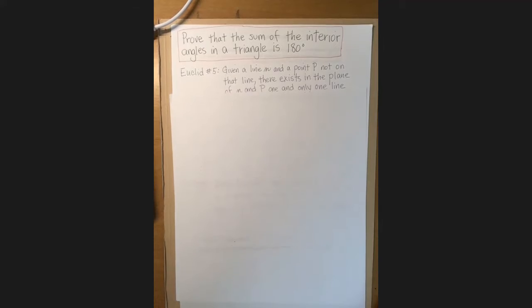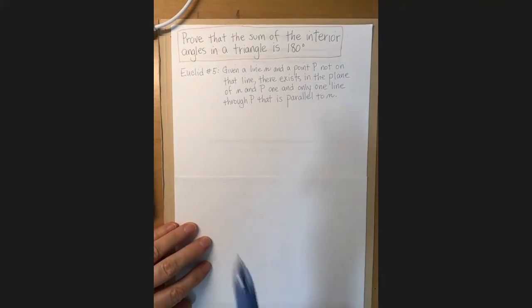And we're going to start with Euclid number 5, which says, given a line N and a point P not on that line, there exists in the plane of N and P one and only one line through P that is parallel to N. Okay. What in the world is this talking about? We can draw it like this.